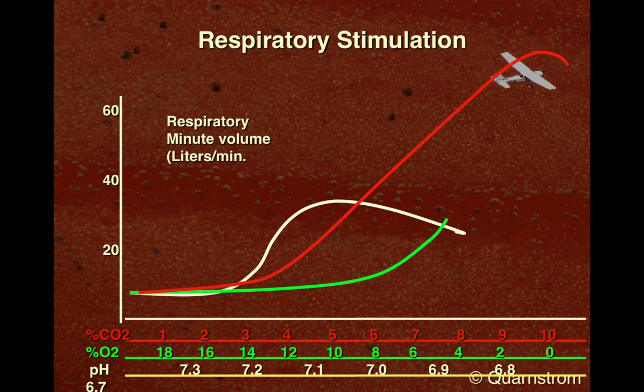Let's take a look at what happens with CO2. Here we see the respiratory minute volume in liters per minute. And you see as the CO2 levels rise, we are stimulated to breathe much faster, up to 10%. Above 10%, CO2 is a respiratory depressant and was one of the first general anesthetics discovered. They put some cats to sleep with CO2. So it's a very potent respiratory depressant because it disassociates into hydrogen ions.